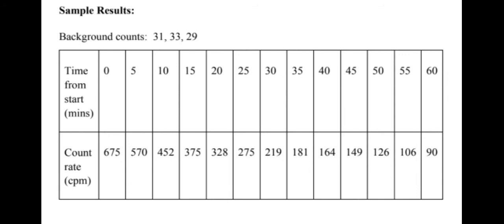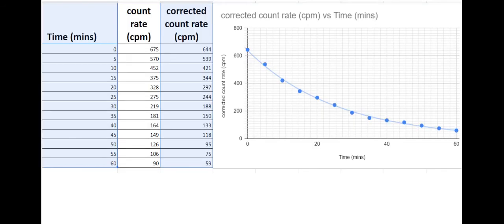Now we need to do our little bit of analysis of this. I've done this using a spreadsheet. Down the left-hand column, we can see the time in minutes. Down the middle column, we can see the count rate that we measured. And on the right-hand side, we can see the corrected count rate, which was obtained by subtracting the average of those background radiation levels from the original count rate.